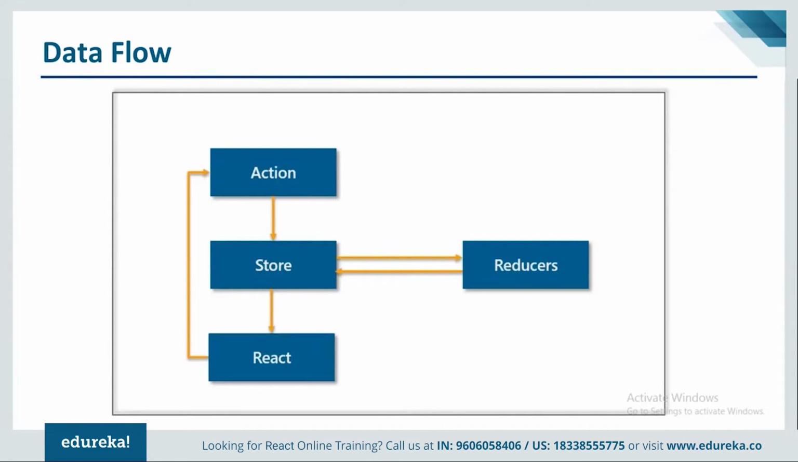So first of all, action. How this data flow is happening. An action describes the user intent. It is an object with some type property and some data. The action has a type.